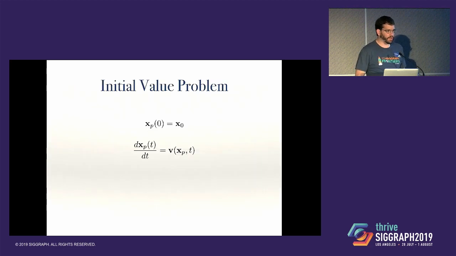We can describe what's going on here using what we call an initial value problem. It's an initial value problem because we have an initial value. The position of particle x at time 0 is equal to some x0 that's given. And then we have the derivative of the position. We have a function for that, and that's the velocity field that we're following, v.